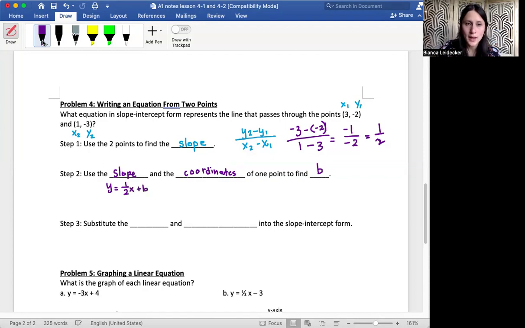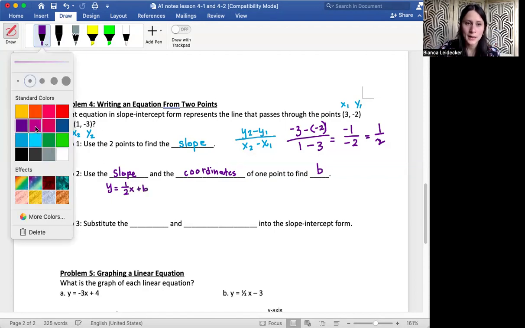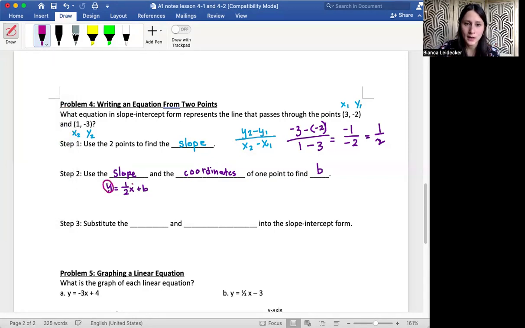Now, the goal is I have to find b. So I am now going to replace y and x with the values that are found in one of my coordinates. So I might use the first one, 3, -2. Now 3 is x, so I'm going to replace x with 3. It's going to be 1/2 times 3.